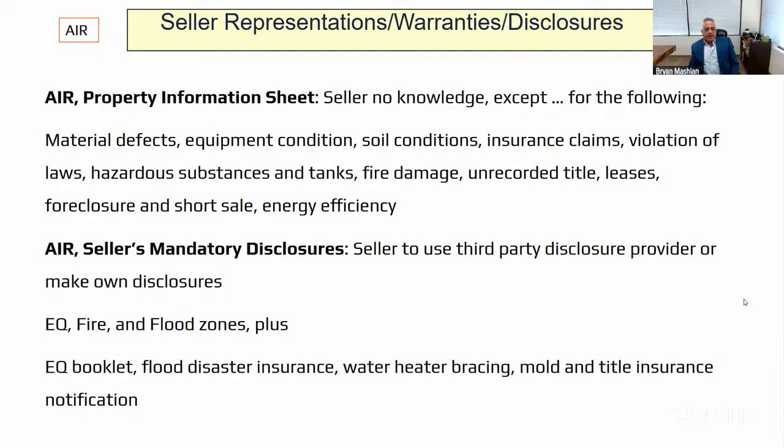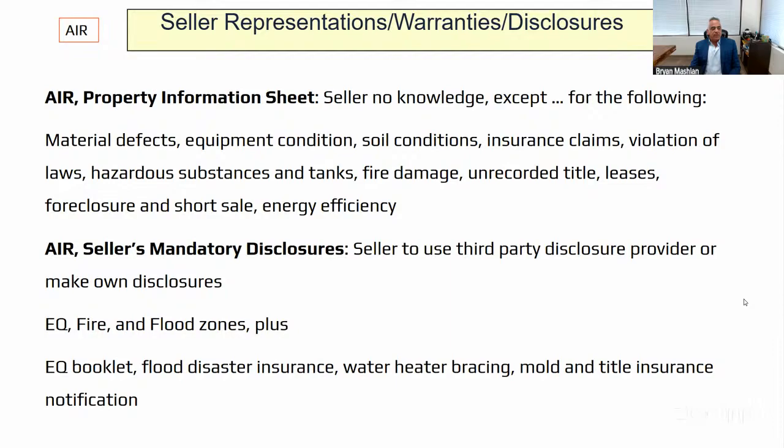Now, we combine that, the property information sheet, with what we call the seller's mandatory disclosure statement, which is really a document that is made up of two documents, if you will. The seller's mandatory disclosure statement requires the seller to provide a natural hazard disclosure. As part of the seller's mandatory disclosure, the natural hazard disclosure takes care of making the disclosures that are required by a lot of California statutes as to whether or not the property is located in an earthquake zone, a fire zone, a flood zone, et cetera, et cetera.